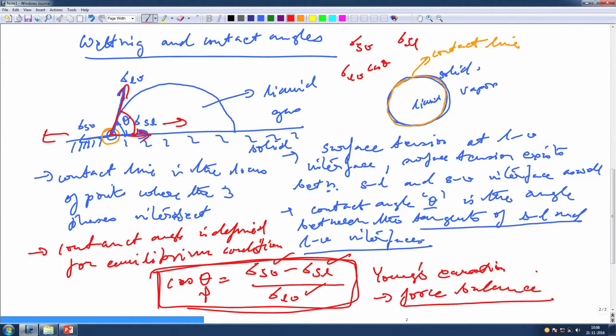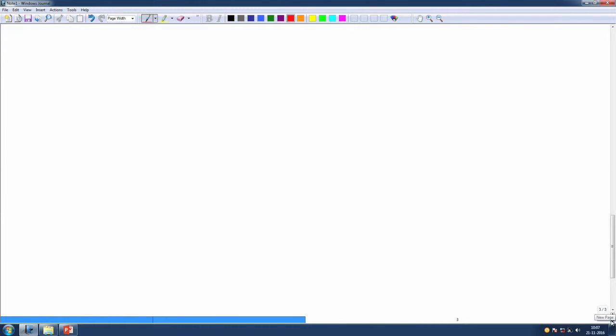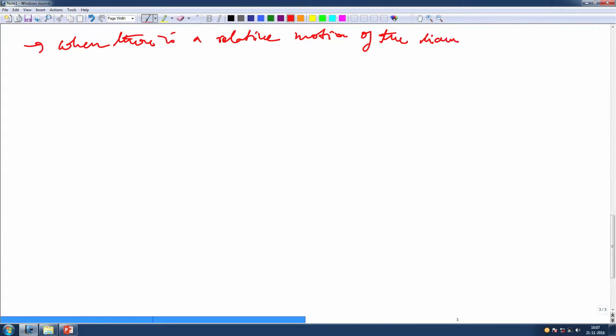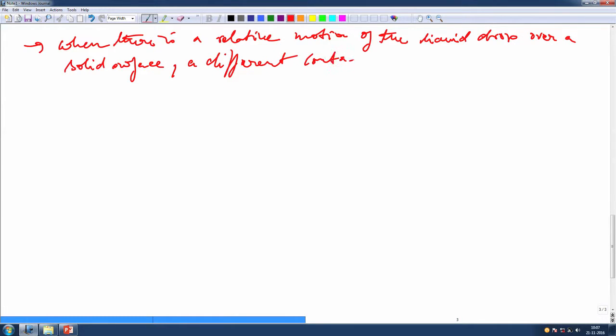Now, let us look at this thing in a little bit more detail. This is valid only when it is in an equilibrium condition. Now, let us look at when there is a relative motion of the liquid drop over a solid surface. When there is a relative motion of the liquid drop over the solid surface, a different contact angle can be expected.